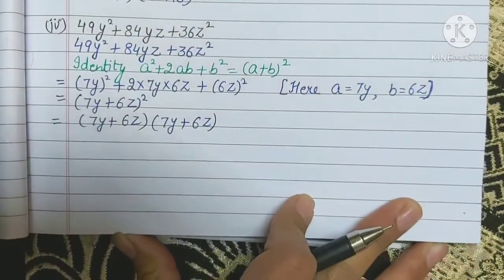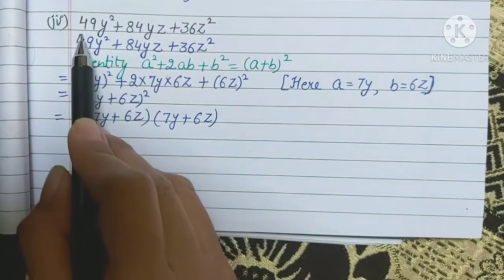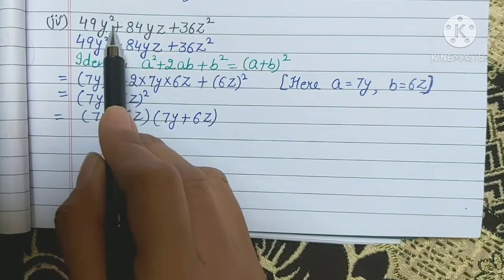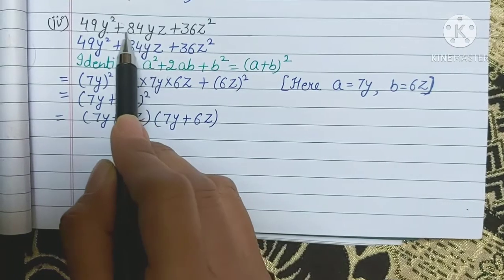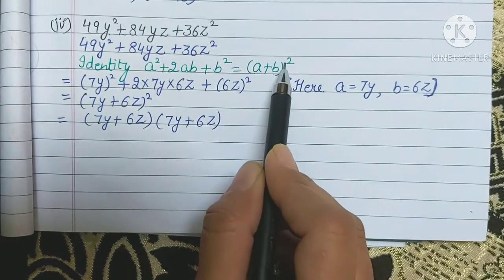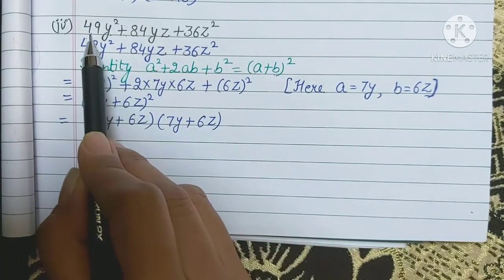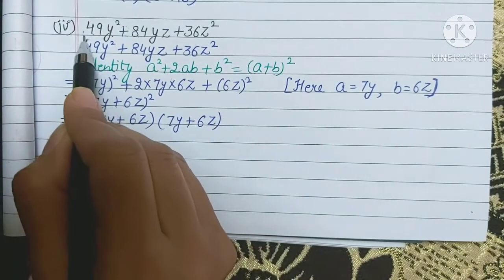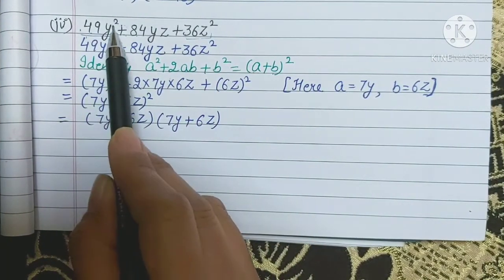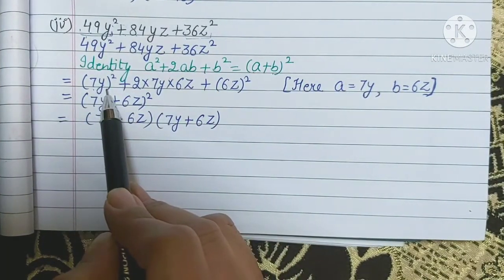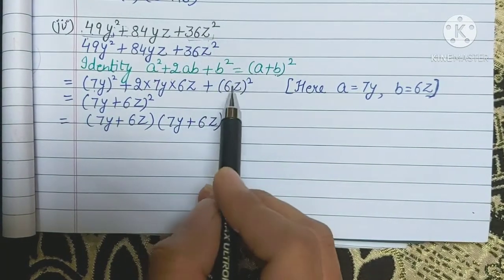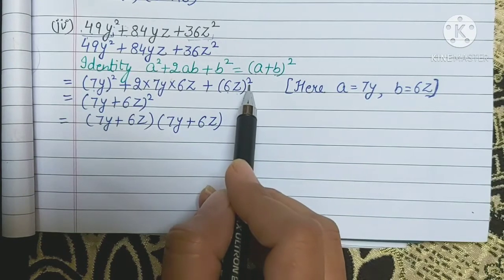Similarly, we can do the fourth part very easily. It is 49y square plus 84yz plus 36z square. The very first step, we will observe the symbol of the middle term, that was plus. So it means we are going to use a plus b whole square. Now the second step, we will write this term in whole square form and this term in whole square form. 49y square, I can write as 7y whole square. Similarly, 36z square, I can write as 6z whole square.